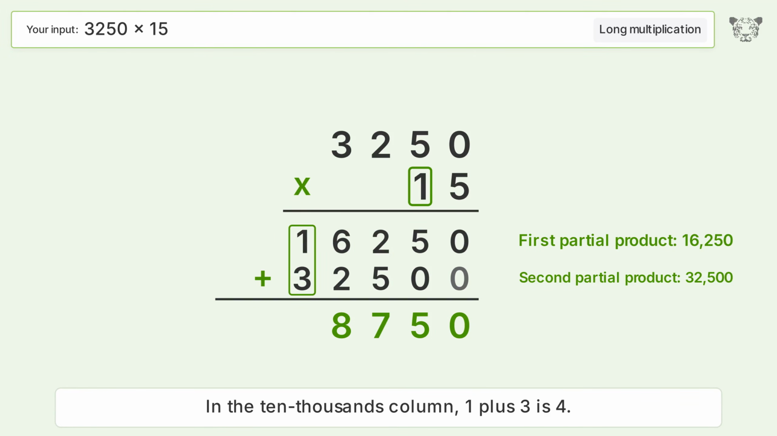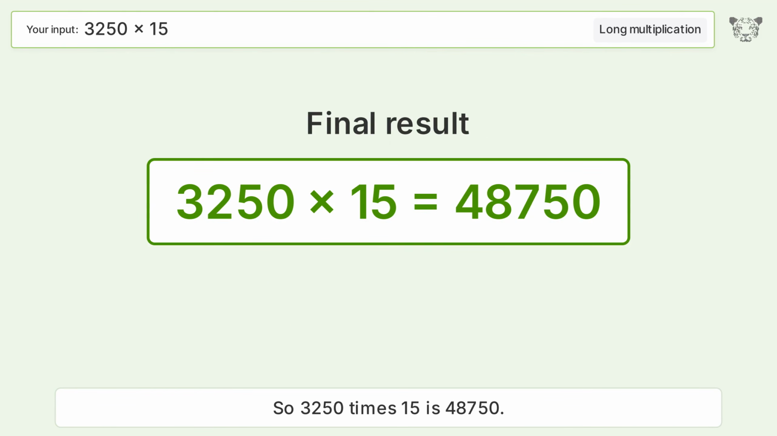In the ten thousands column, 1 plus 3 is 4. The whole product is 48,750. So 3,250 times 15 is 48,750.